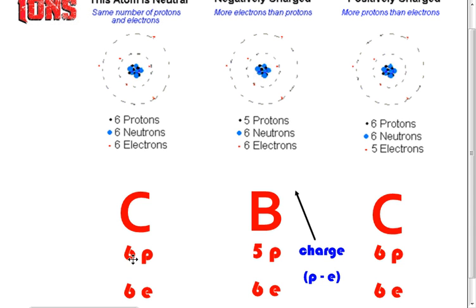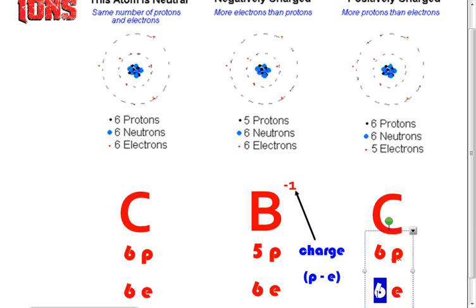So in this first one, I have 6 protons and 6 electrons. So I have equal charge. Let's look at the boron. Which one do I have more of? I have more electrons, right? And it just said negatively charged. So I have one more negative than positive. So it would make sense that I have a -1 charge.